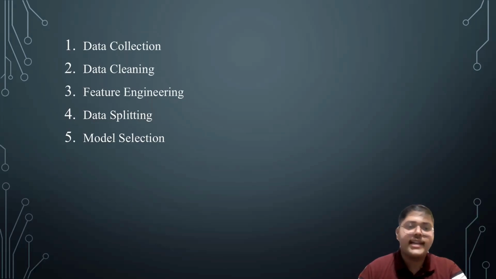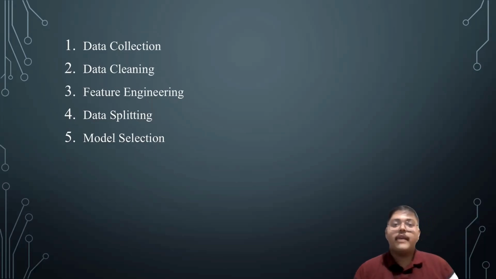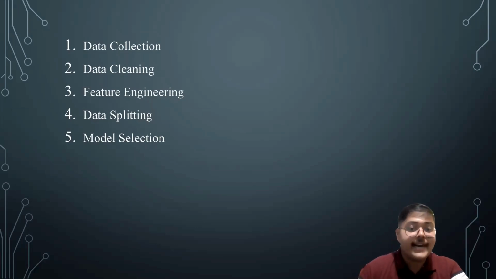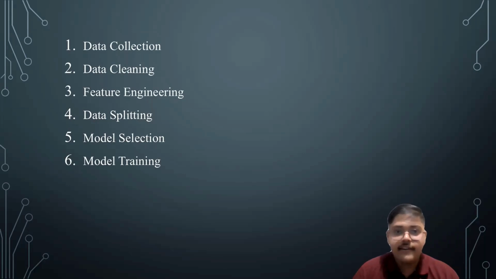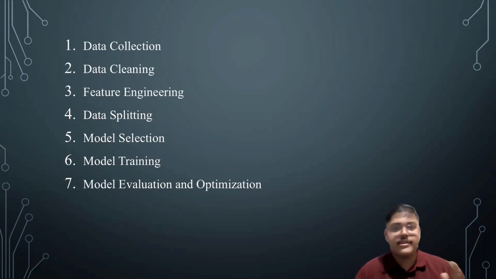Similarly, we have many models like decision trees or random forest. From that, we have to choose the specific model which we require for our purpose. So the next step is selecting the specific and required model. Then comes the model training. The model is selected, we have our specific features, and we have split the data. Now we'll train the model on the training data which we have selected.